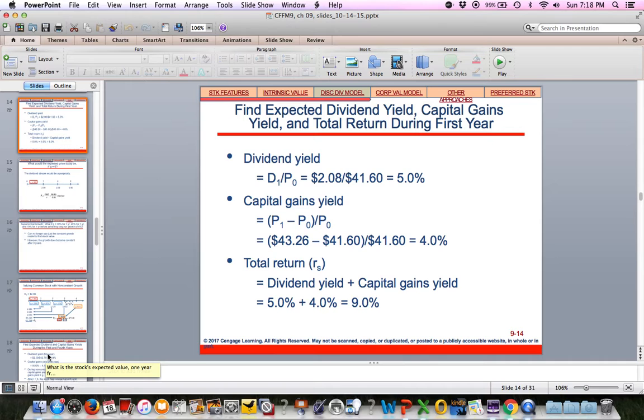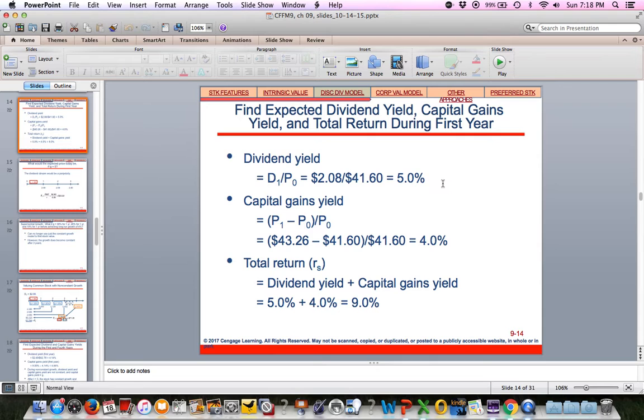Dividend yield is just simply the dividend divided by the price of the stock. So in this example, D1, the dividend a year from now, 2.08, divided by the price of the stock now is 5%. So that's my return on dividends on that stock.